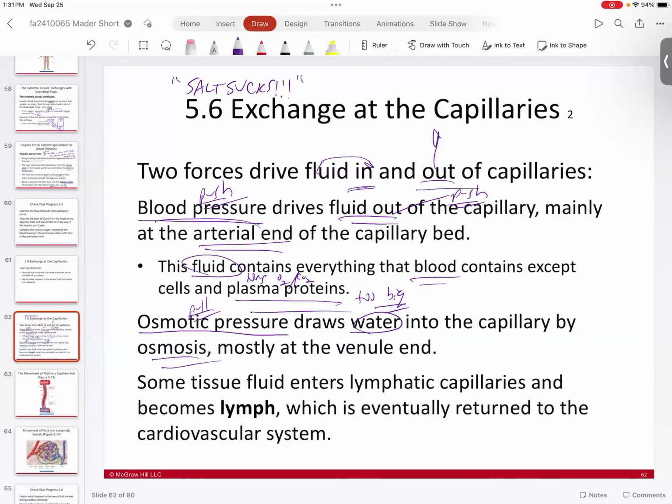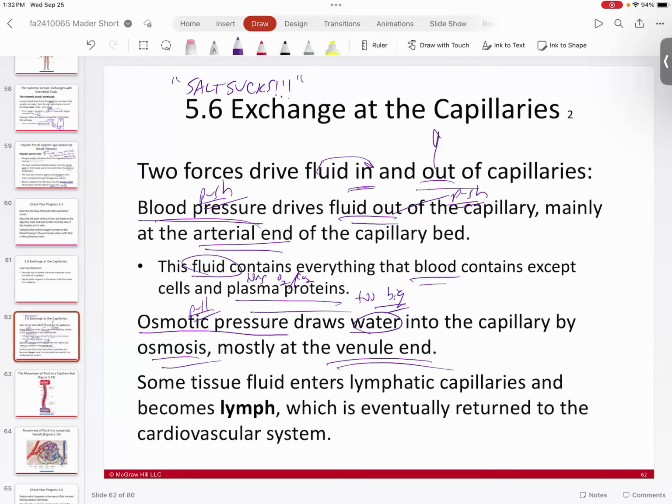So in this particular case, what happens is the osmotic pressure builds up, creating a higher concentration inside the capillary, which creates this sucking effect. It's becoming more and more concentrated. And that's going to create this sucking effect on water outside of it, which is going to draw water in or pull water into the capillary, but it's going to happen at the venule end, okay?